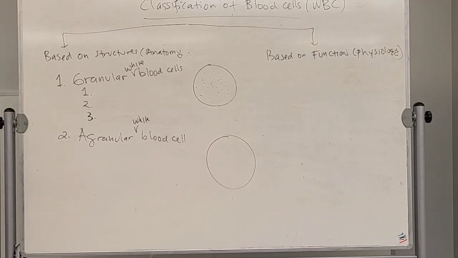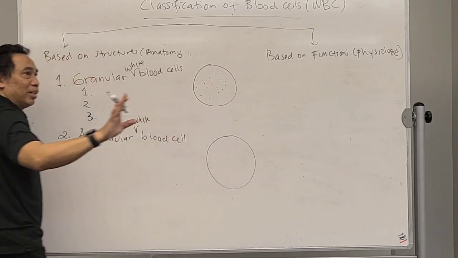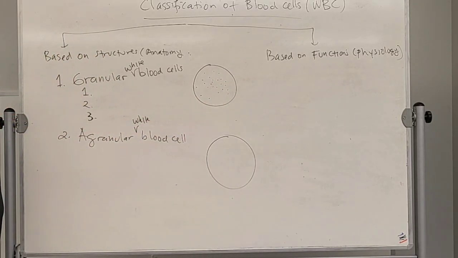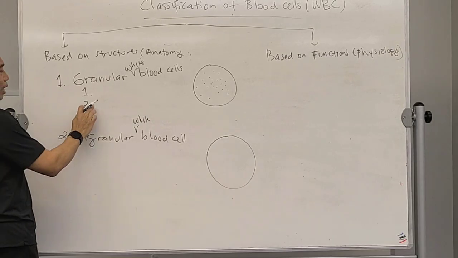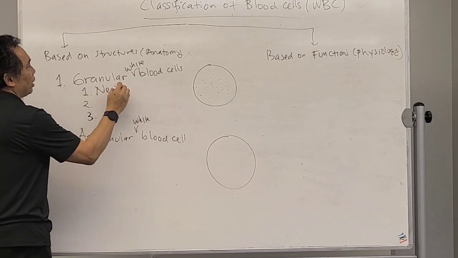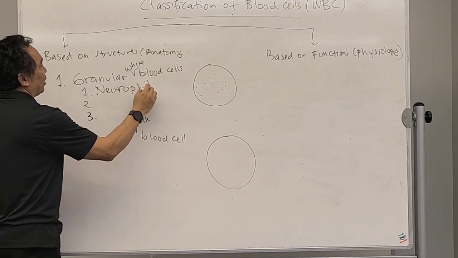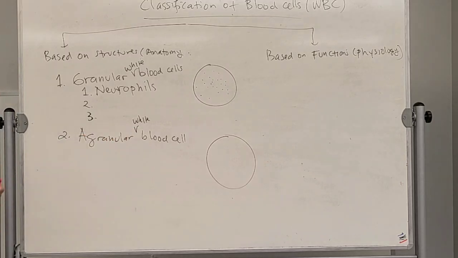Right? The first one is neutral. Neutral means the granules are very rare. It's very rare granule, right? Sometimes you cannot really see them because they are very rare and very clear in color. And this is called the neutrophil. So this is neutral. The granules are rare and sometimes a little bit clear.